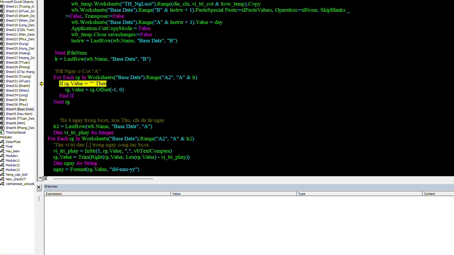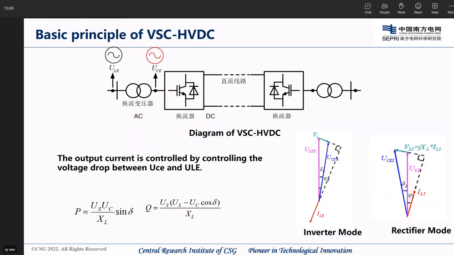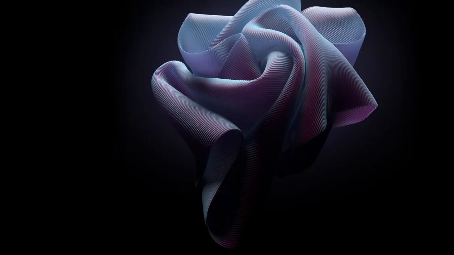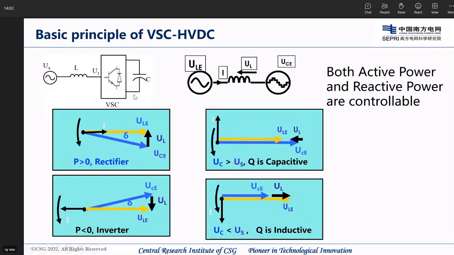This slide shows the basic working principle of VSC. The AC side voltage of VSC HVDC is fully under control, and the output current is controlled by controlling the voltage drop between UCE and ULE. Both the active and reactive power are controllable in VSC projects.